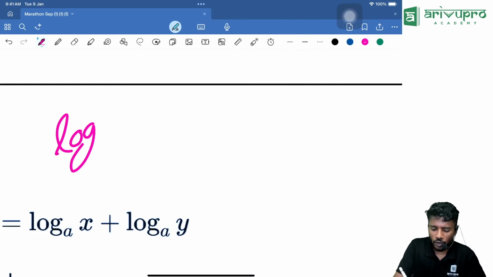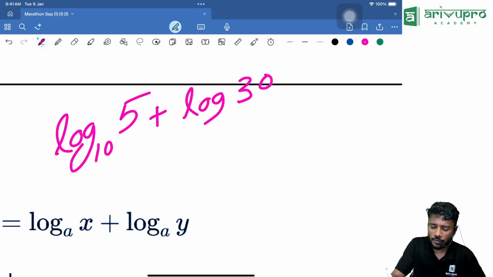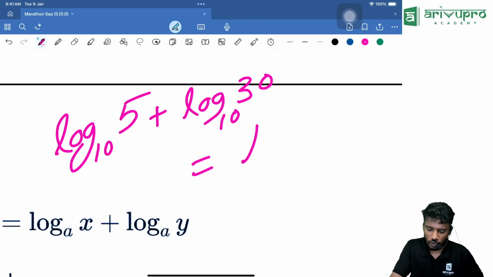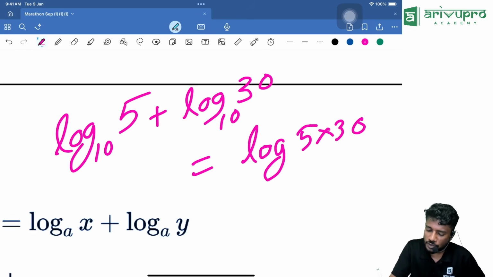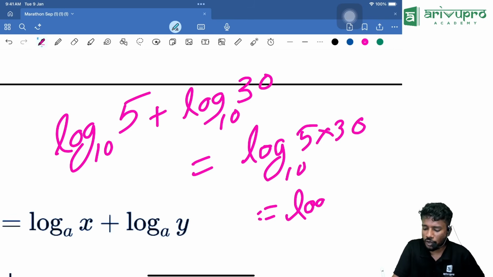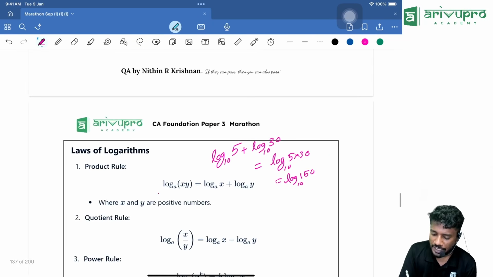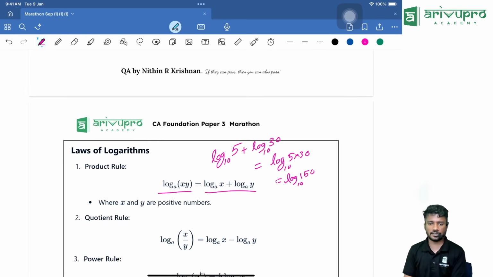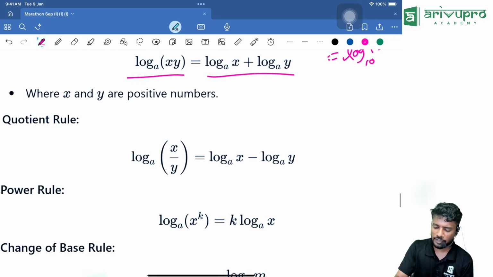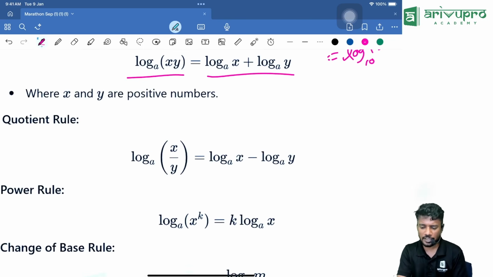Now the next part is some of the properties of logarithm. You tell me, log of 5 to the base 10 plus log of 30 to the base 10 is how much? Log of 5 into 30 to the base 10. That is how much? Log of 150 to the base 10. So keep a note, log of xy to the same base can be written as log of x to the base a plus log of y to the base a. Then similarly for quotient, log of x by y can be written as log of x minus log of y.